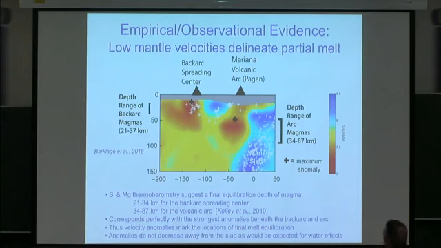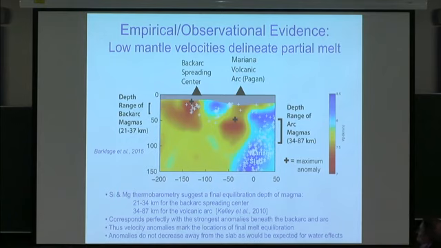Actually, this is a little bit offset. I must have moved it. But the highest anomaly here is at 60 kilometers deep, and the largest anomaly in the backarc spreading center here is about 25 kilometers deep. And the correspondence of these very low seismic velocities beneath the volcanic systems here suggests that we're actually imaging the melting system beneath the arc and beneath the backarc spreading center.